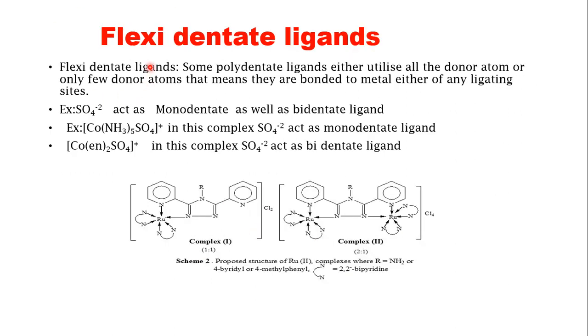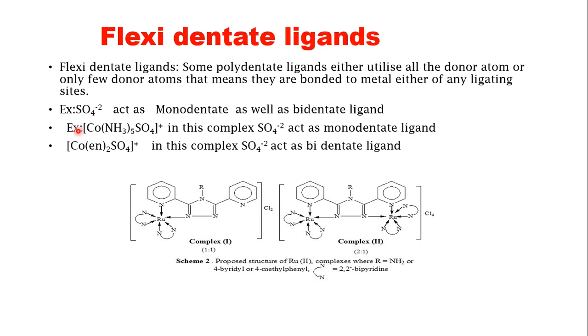So next up we have flexidentate ligands. In some polydentate ligands, either they utilize all the donor atoms or they utilize only a few donor atoms. That means they are bonded to the metal through any of the ligating sites. For example, EDTA is hexadentate. So it means that six donor atoms are present within one ligand. It can utilize all the six ligating sites, or it can use only a few ligating sites.